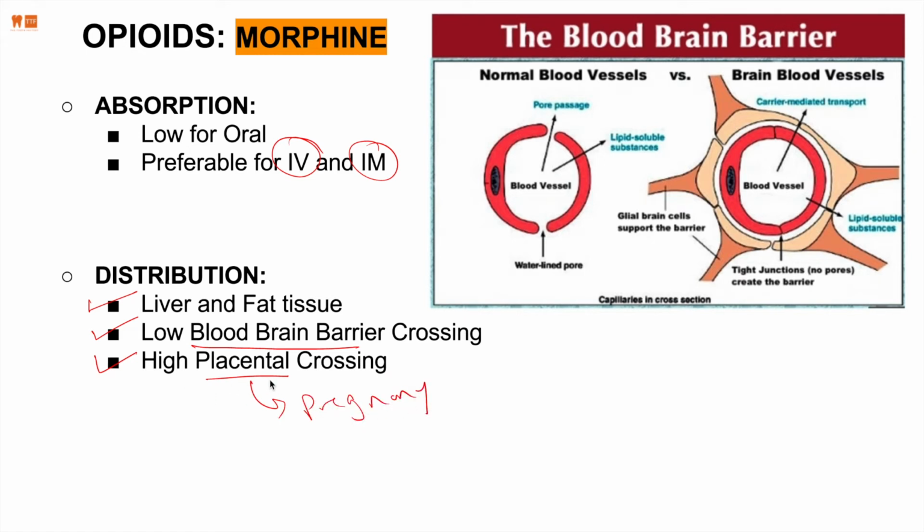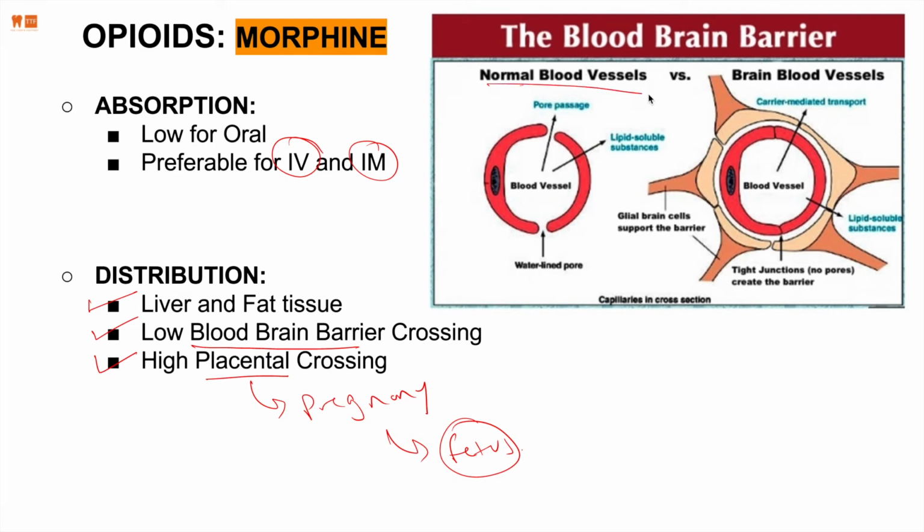So, high placental crossing, therefore in pregnancy, your fetus can actually have the effects of morphine when you, as a mother, take the morphine. So, let's avoid morphine in pregnancy, shall we? Okay, and then in low blood-brain barrier crossing, this means that let's take a look at this picture.